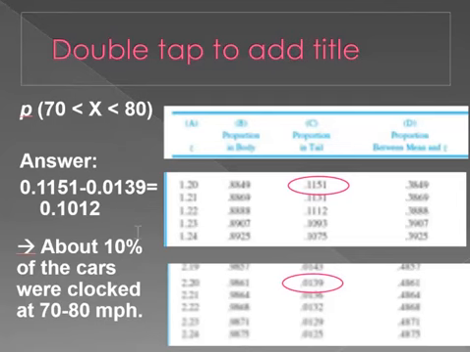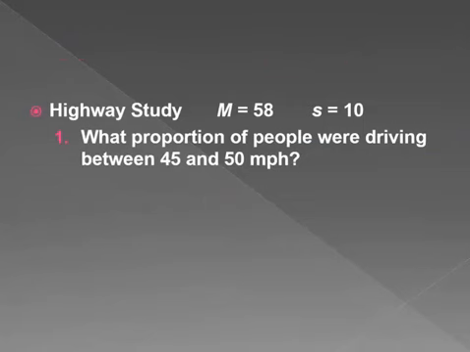And again, the problem is asking us to find the proportion. I'm just sort of adding this as kind of a thought experiment, if you will, in terms of what it means in the real world. And what it means is that given that distribution that these data came from, about 10% of the cars clocked by the traffic cam were traveling between 70 and 80 miles per hour. Let's just do one more.